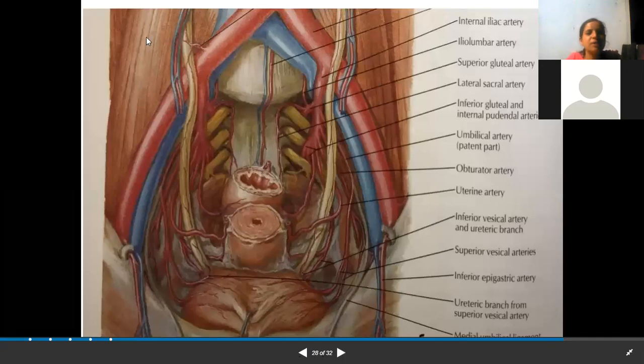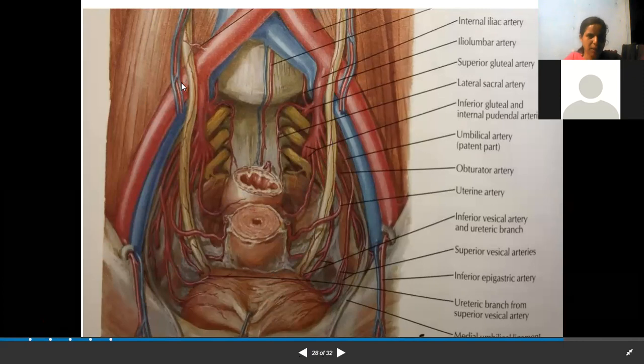So this whole thing is the posterior abdominal wall. This is the lumbar vertebra. Here we have the sacrum. This area is the pubic symphysis. Behind the pubic symphysis, this is the urinary bladder. In females, this is the uterus. Behind the uterus, in females, this is the rectum and anal canal. This is the sacrum bone.